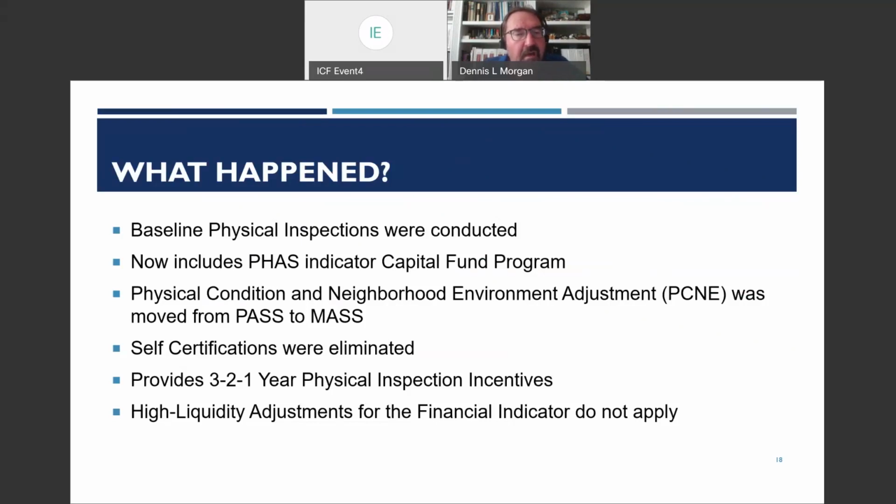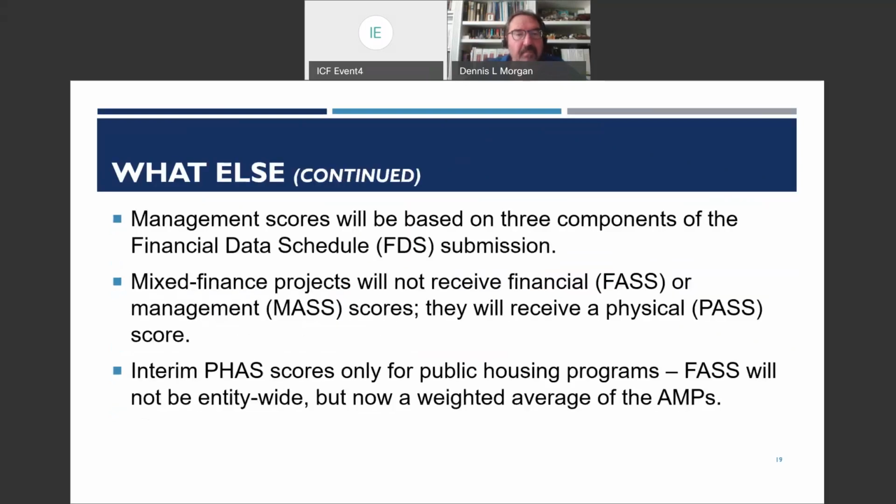We also had what was called high liquidity adjustments for financials. That now does not apply. However, we do have some adjusting variables for the MASS indicator based upon the DOFA date and based upon whether they're in a high poverty census tract as well.